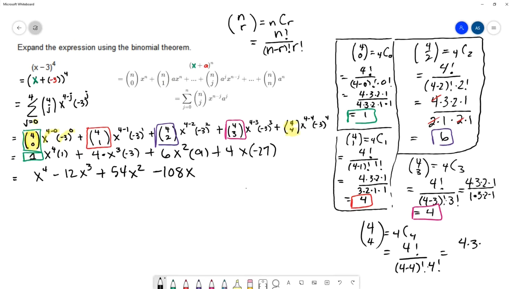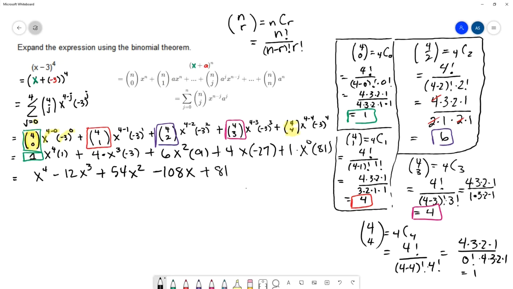That's 4 times 3 times 2 times 1. 4 minus 4 is 0 factorial. 4 times 3 times 2 times 1. 0 factorial is 1, so this works out to be 1. That's 1 times x to the 0, and negative 3 to the fourth would be 81. X to the 0 is 1, so this works out to be a plus 81. So we've expanded that binomial.